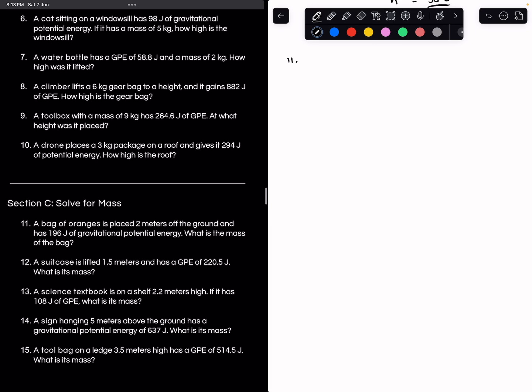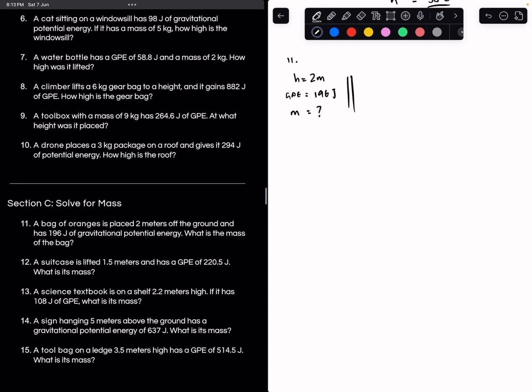Okay, number 11. A bag of oranges is placed 2 meters, so this is the height, 2 meters off the ground, and has 196 joules of gravitational potential energy. So the GPE is 196 joules. What is the mass of the bag? That's what we're trying to figure out.